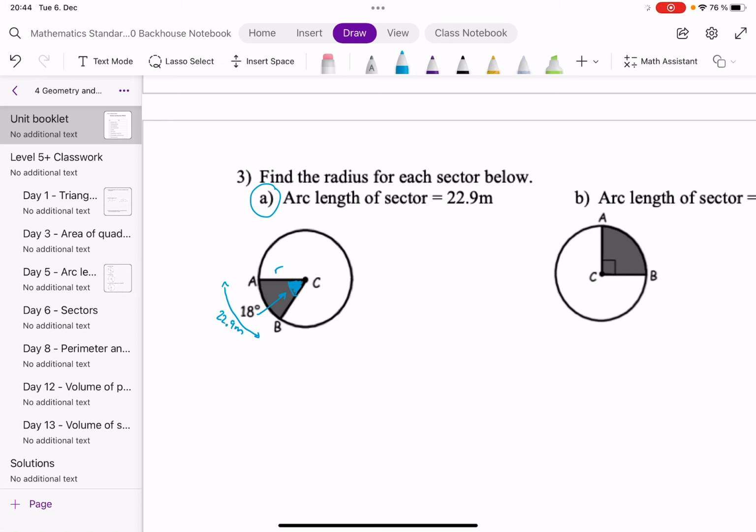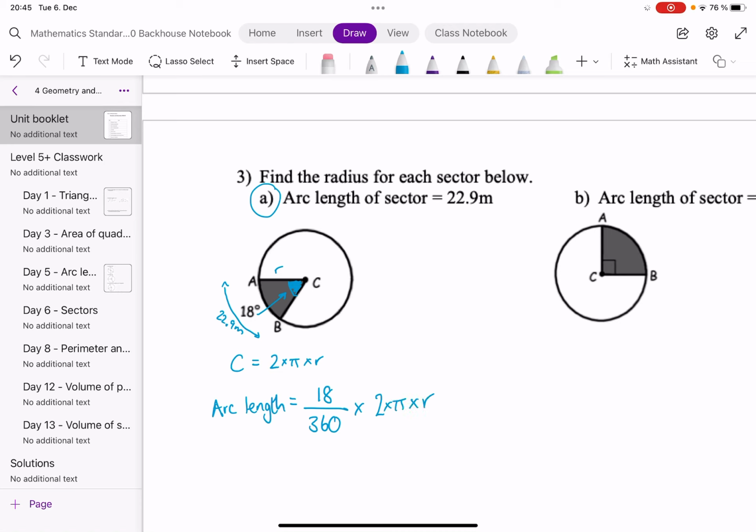So let's think about what we know. If we were trying to find the circumference, I can just write C for circumference, can't I? We would be doing 2 times pi times r. Now I don't know r and I don't know the circumference, so it doesn't initially seem very helpful. But if I was finding the arc length, how much of the circle have I got? I've got 18 degrees of the circle. So I would be doing 18 degrees out of 360 times 2 times pi times r.